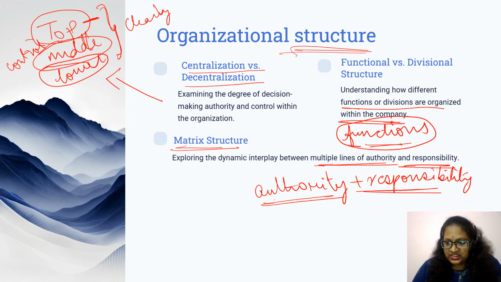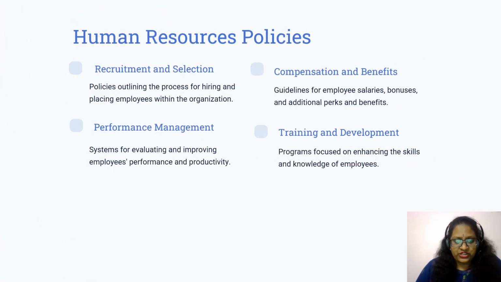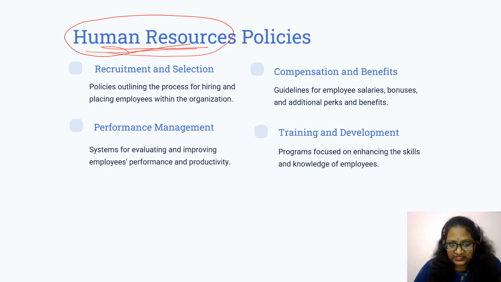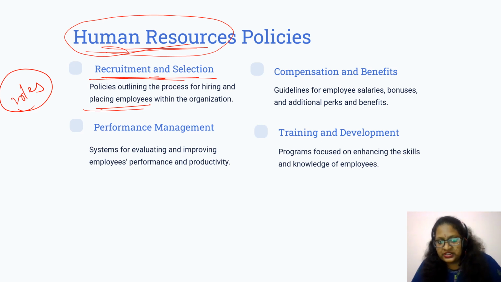So the next internal factor would be human resource policies. Here HR is the main subject we hear about nowadays. In human resource, first comes recruitment and selection. How are people hired? What is the outlining process of hiring employees in the organization? What kind of roles and responsibilities does a particular person need to have to be hired in the organization? We can see this part in HR.